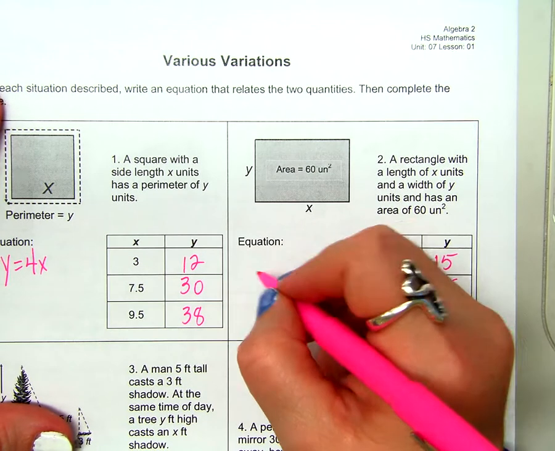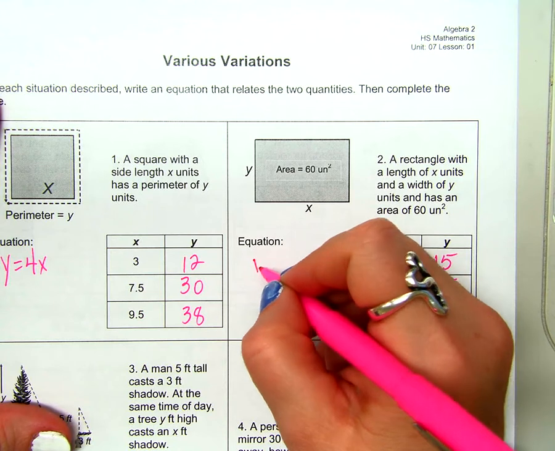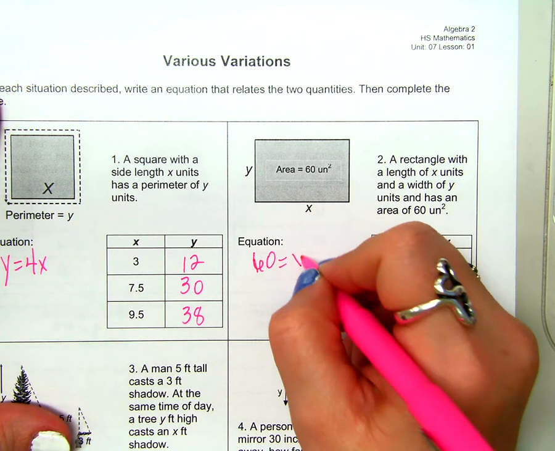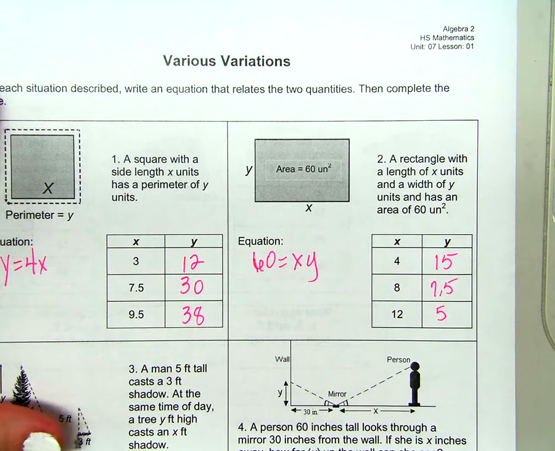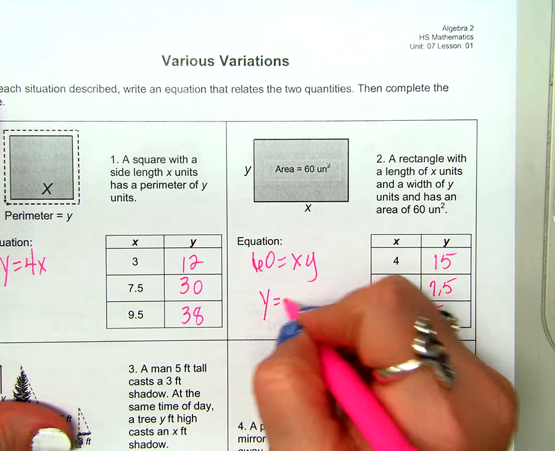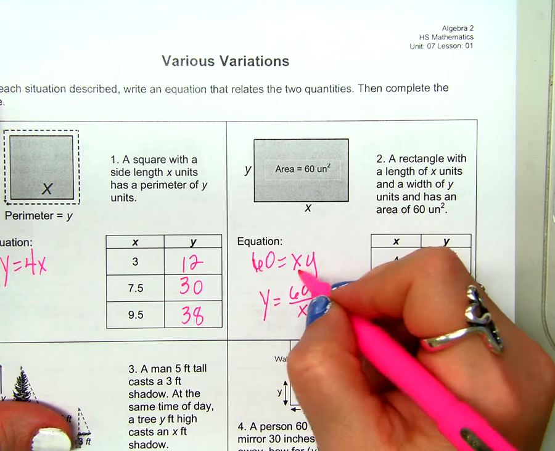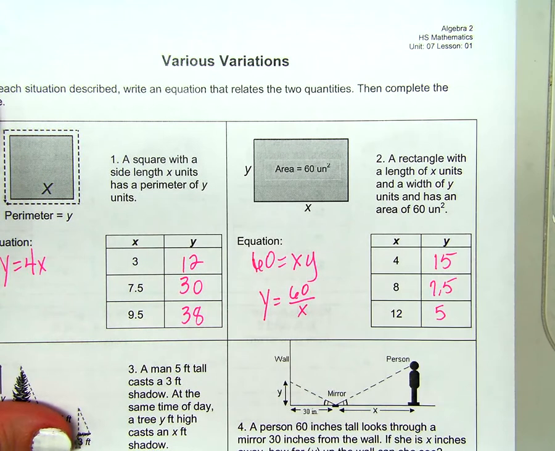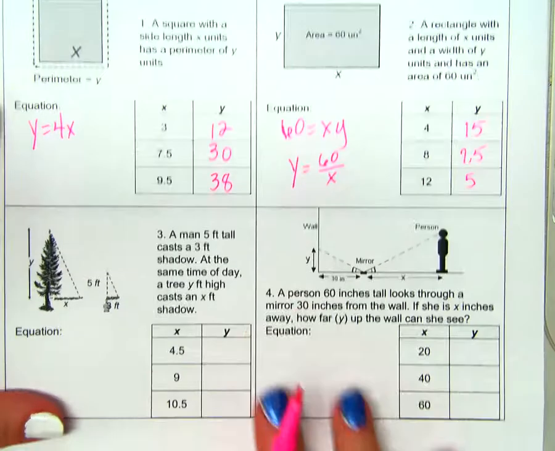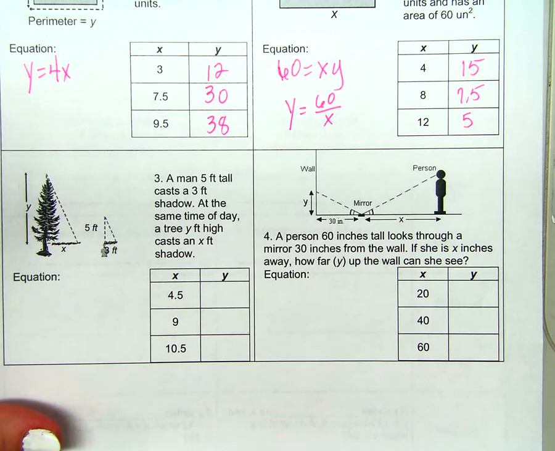Okay. So what equation did you find? 60 equals x times y. What you got? So you solved it for y and got 60 over x. Would that be true if I divided both sides by x on that first one? Yes? So which one's right? Both? Okay, good. I'm finally getting you to understand that sometimes problems in math can have more than one answer, and we're okay with that, right?